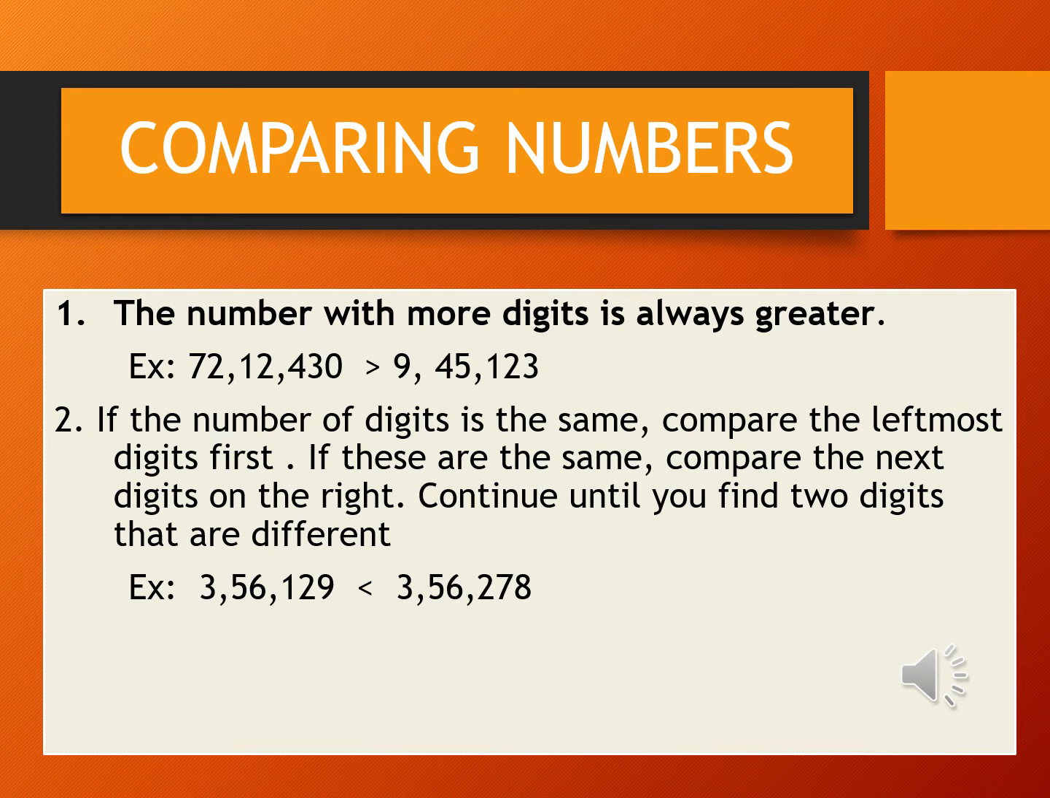One example is given here. The first number is 3,56,129 and the second number is 3,56,278. The lakhs position, 10,000s position and thousands position digits are the same. But under the hundreds place, the first number has 1 and the second number has 2. So, which number is bigger? The second number is bigger. So, 3,56,129 is less than 3,56,278. All of you got it? I hope you understood.